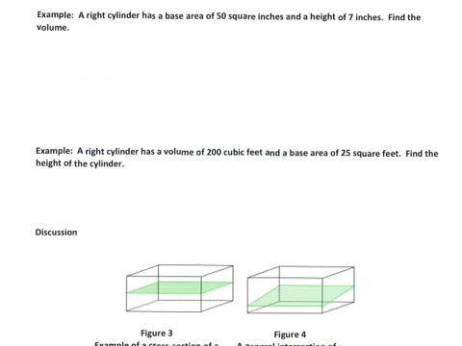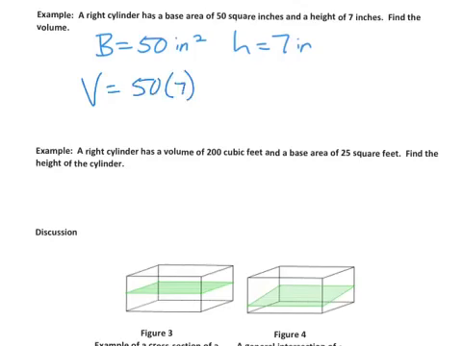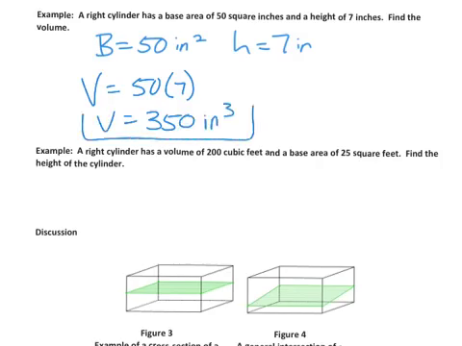So here's an example of how we use that. A right cylinder has a base area of 50 square inches and a height of 7 inches. Find the volume. This is about one of the easiest problems you're going to get. Base area is capital B, that's 50 square inches. The height is 7 inches. Both of our units match, so I'm good. That's the first thing you have to check. And then the volume is just going to be the product of the two. So 50 times 7 is 350 cubic inches.